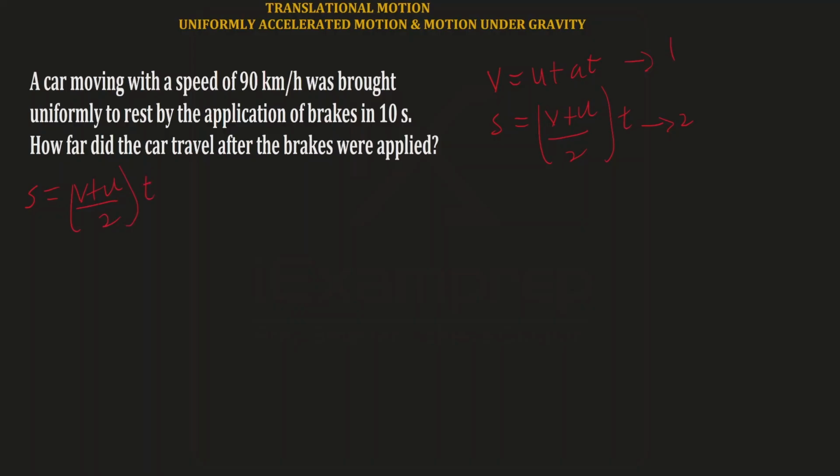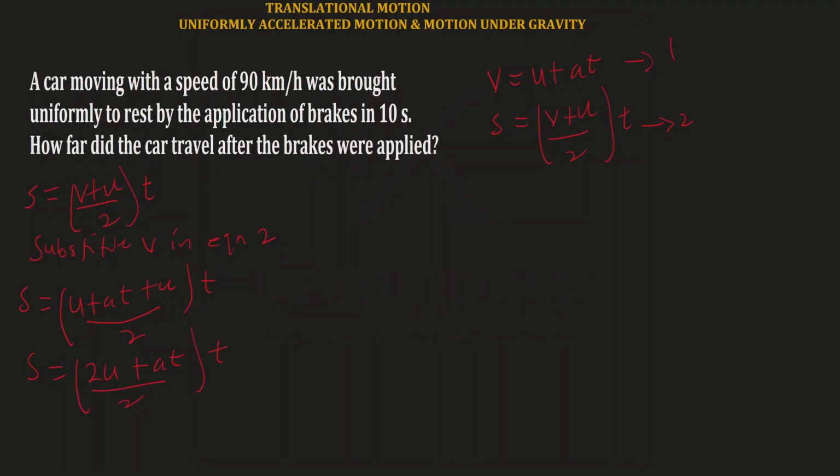Now what I will do is to substitute the value of v in equation 1 and substitute t in 2. So substitute v in equation 2. It means that we are going to have s equal to u plus at plus u over 2 multiplied by t. Combining similar terms, we have s equal to u plus u is 2u. So we have 2u plus at over 2 multiplied by t.